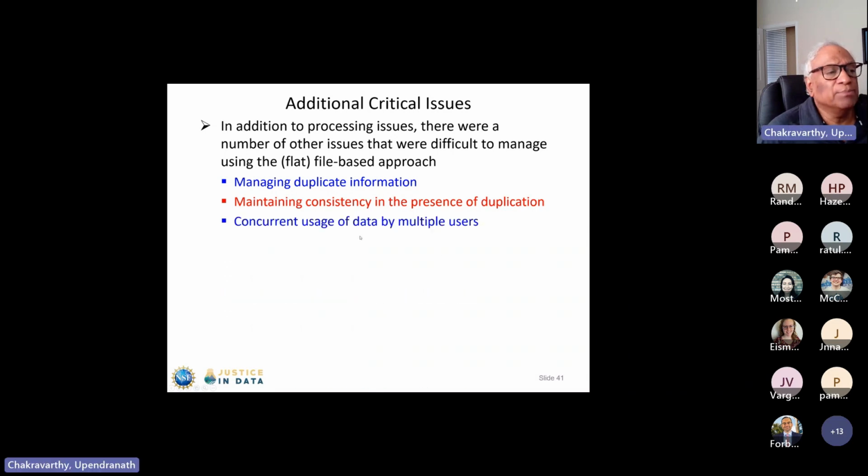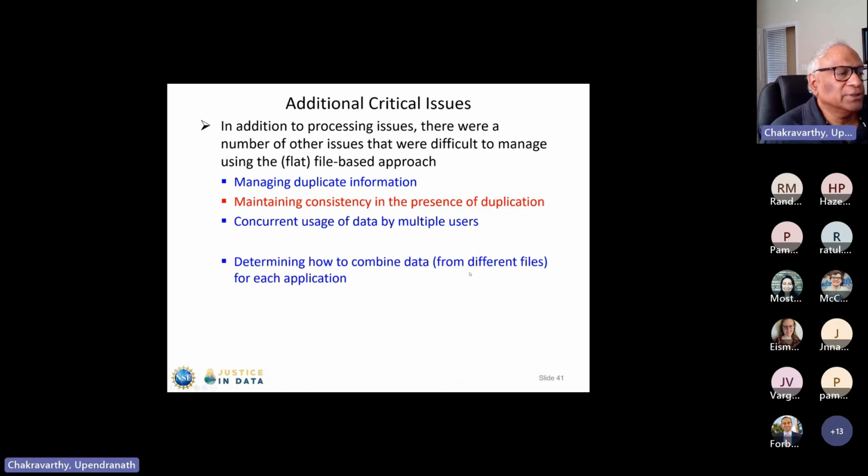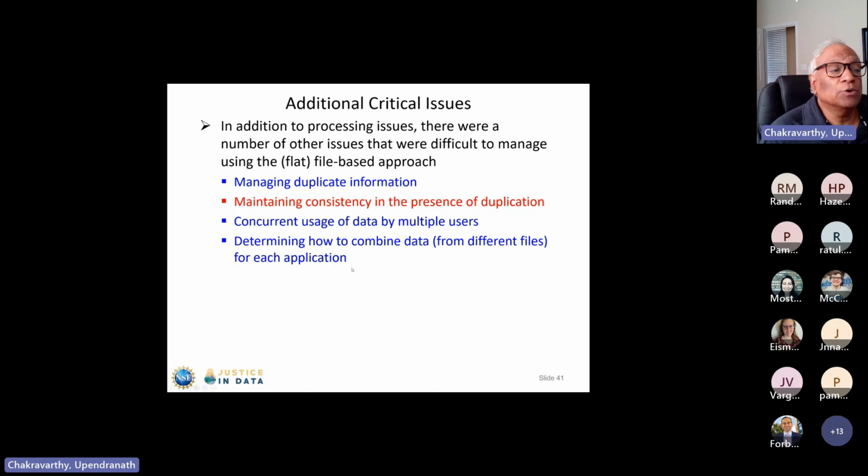Concurrent usage is a very important issue. If hundreds or thousands of users are going to use a particular system, file-based applications are not geared up to handle that. You cannot have the same file open by multiple users, reading at different places and doing different things. That's a big difficulty with file-based systems. Determining how to combine data is another issue.